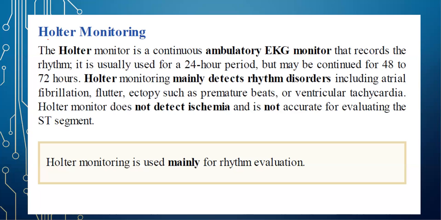Good. Now, from time to time, you'll see this Holter monitor in your options. If you don't know what it is, then sometimes you choose it incorrectly. So what is a Holter monitor? It is a continuous ambulatory ECG monitor. That means throughout 24 to 48 hours, the Holter monitor will be attached to your body and it will record your heart rhythm disturbance.